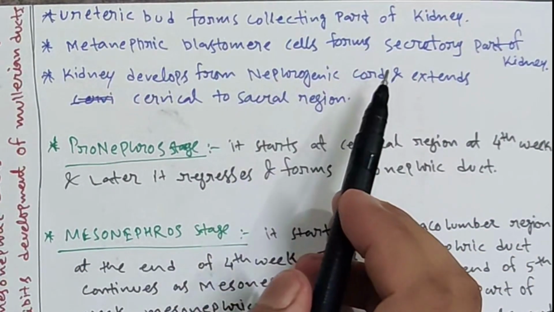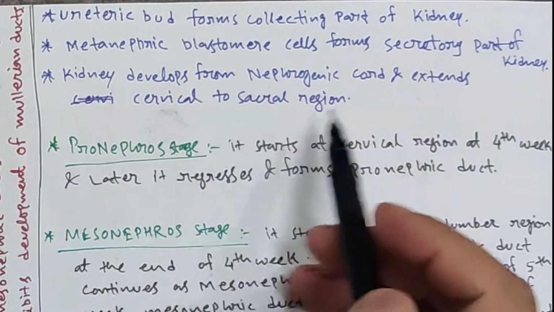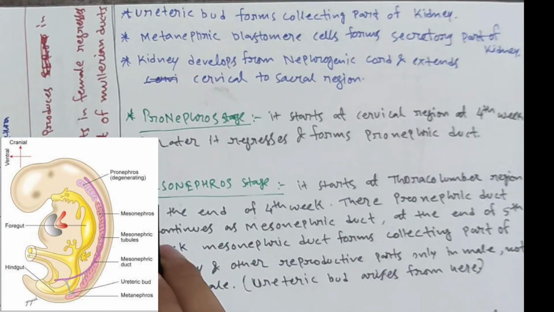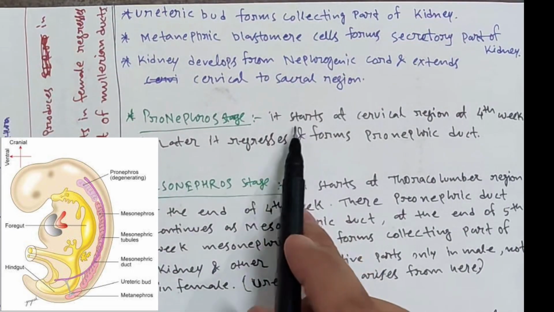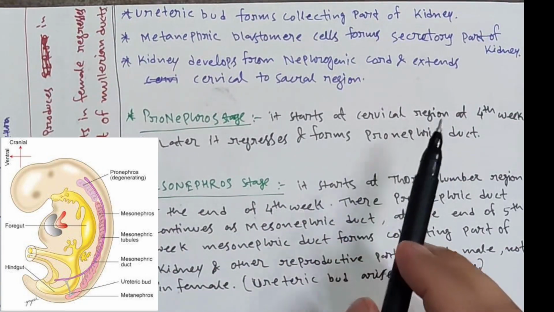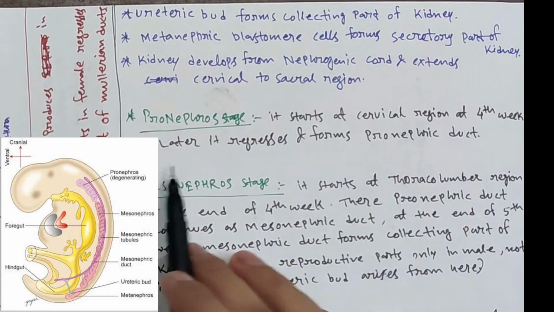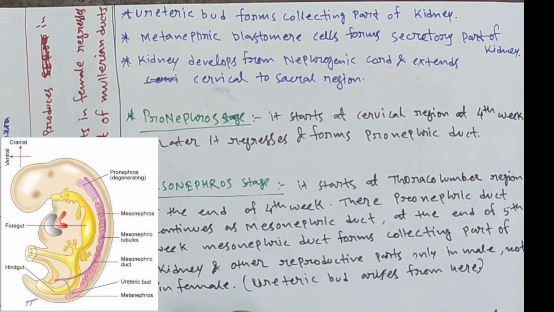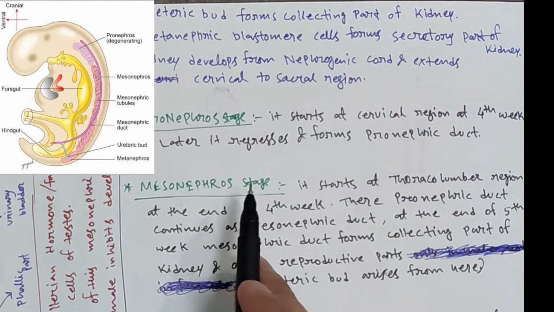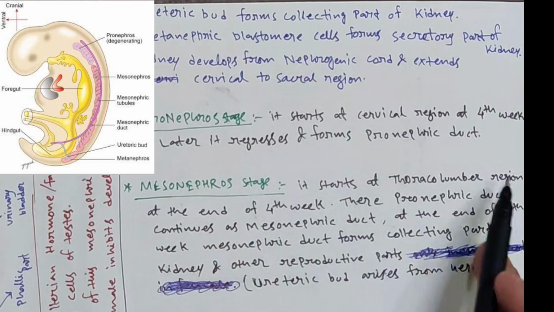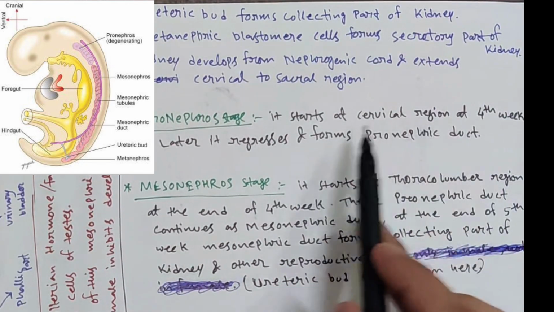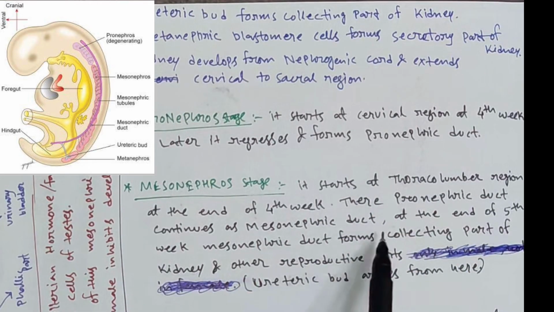What is the nephrogenic cord? I told you just in the classification, and it extends from the cervical to the sacral region. What happens in the pronephros stage? As you can see in this photo, it starts at the cervical region at the 4th week of intrauterine life, and later it regresses, gradually diminishes, and forms the pronephric duct. Now, in the mesonephros stage, what happens? It starts at the thoracolumbar region at the end of the 4th week of intrauterine life, and there the pronephric duct continues as the mesonephric duct.